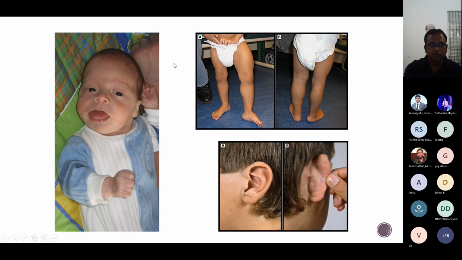Right. So this is a baby with Beckwith-Wiedemann syndrome. We discussed earlier. They have this large tongue, visceromegaly, and then they can have hemihypertrophy. So you can observe that this left lower limb is bigger compared to the right side. And then they tend to have these transverse ear creases, right? So that is Beckwith-Wiedemann syndrome.